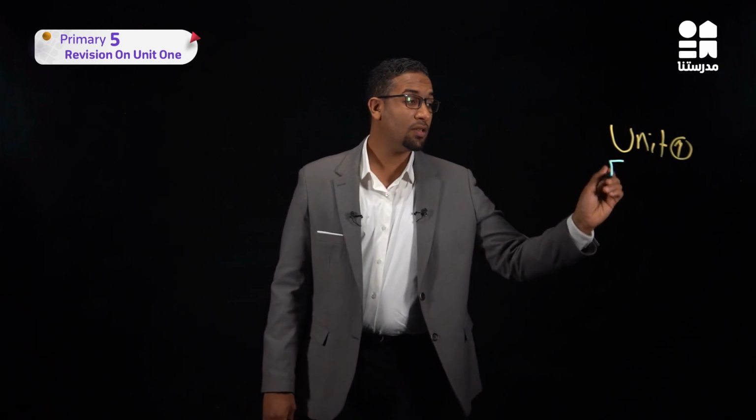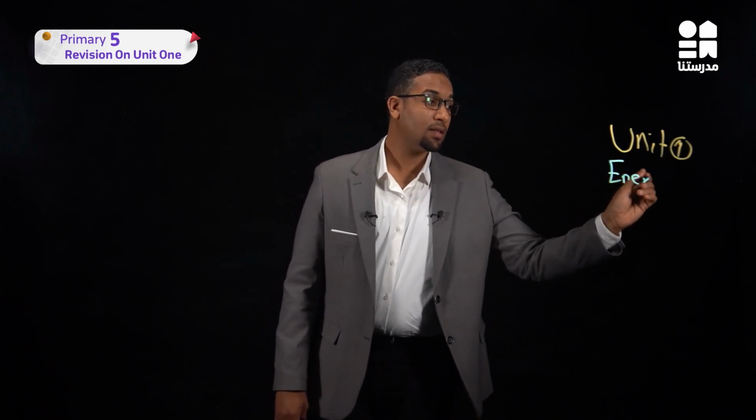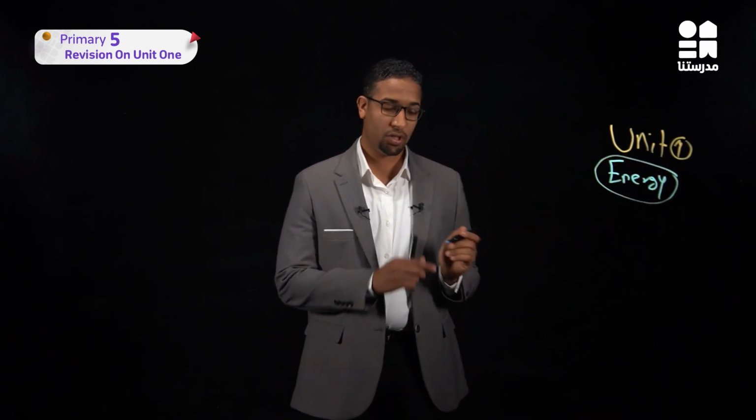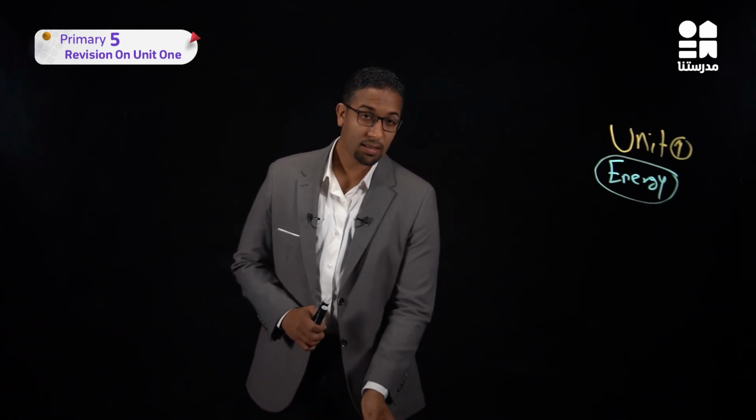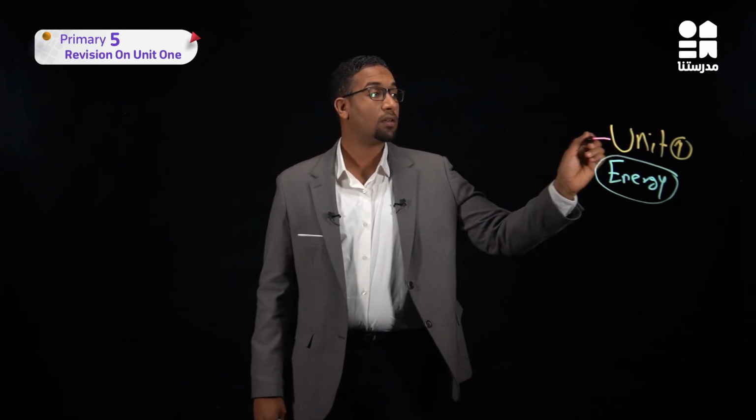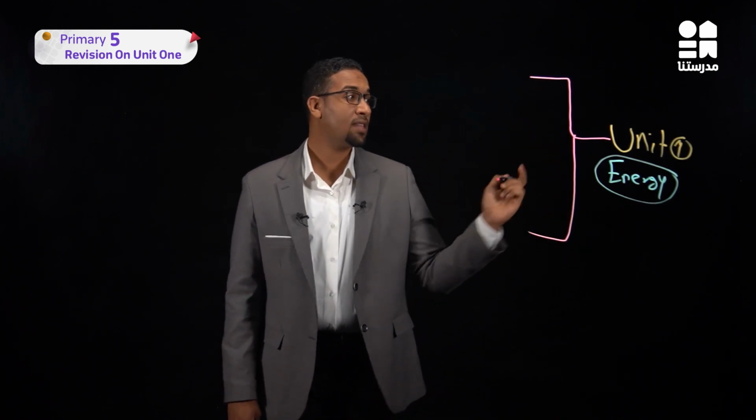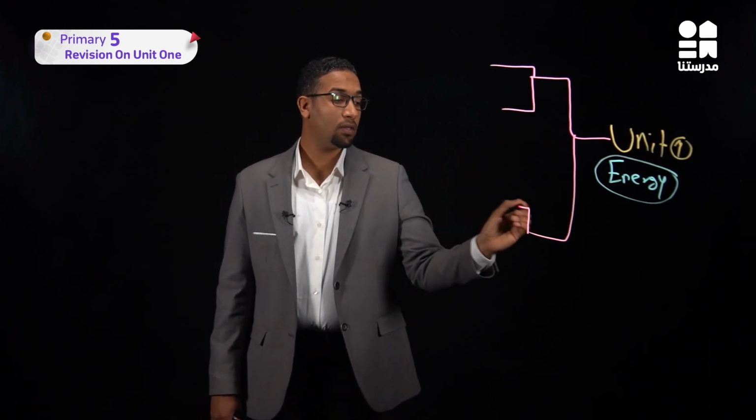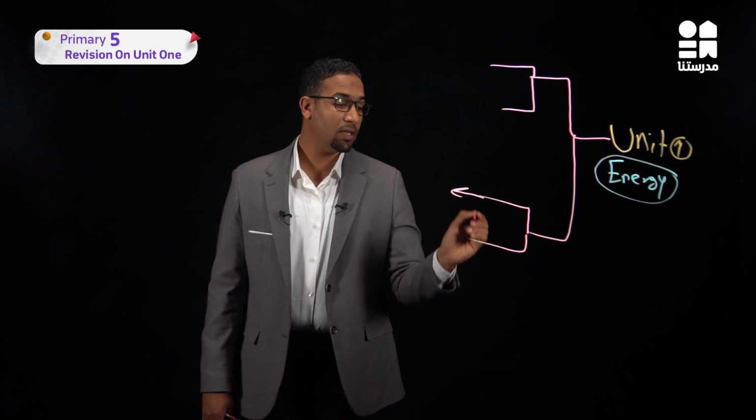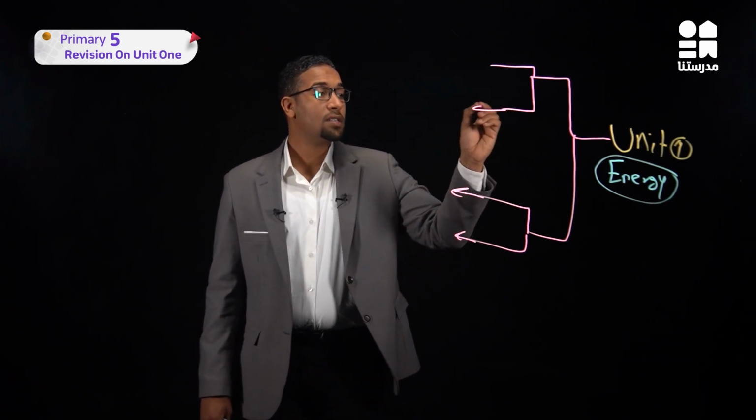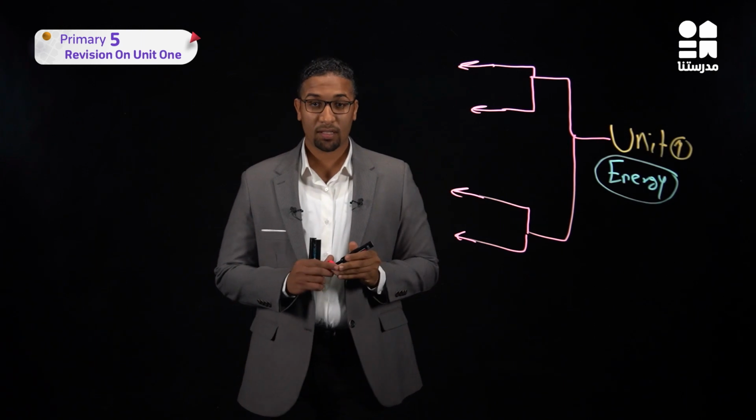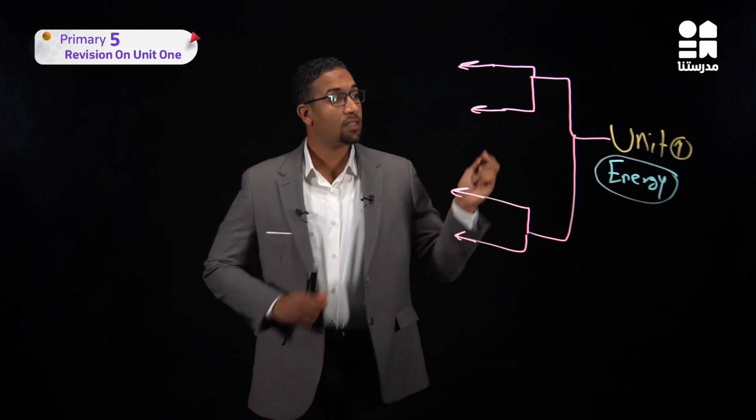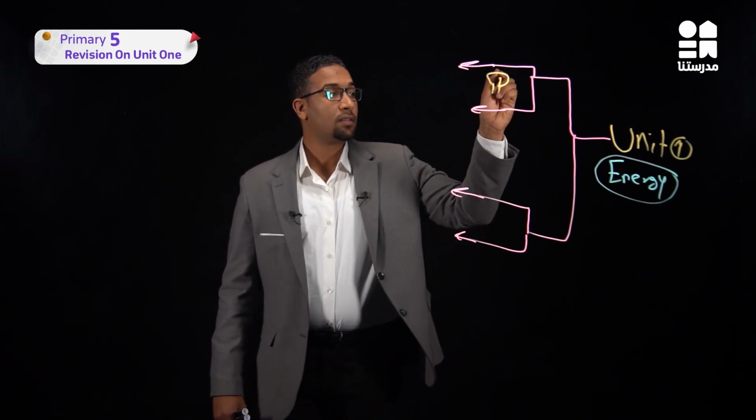Energy. Energy, as we said, it is the ability to do work or make a change. And this unit includes 4 lessons. Let's divide them 2 and 2. And I will tell you why. The first 2 lessons talk about light. So lesson number 1 and lesson number 2 talk about light. So this is light, like this bulb.